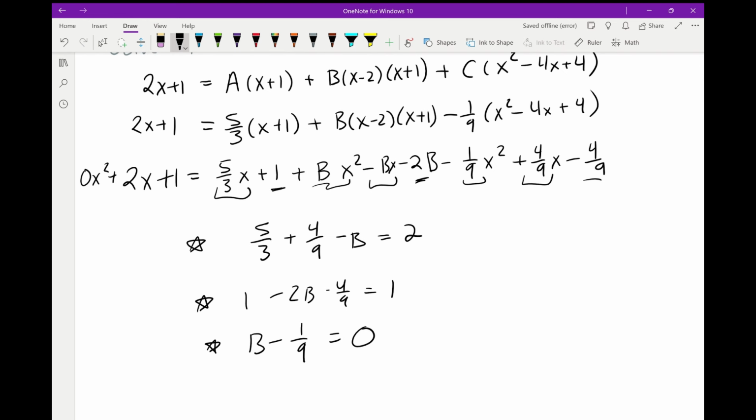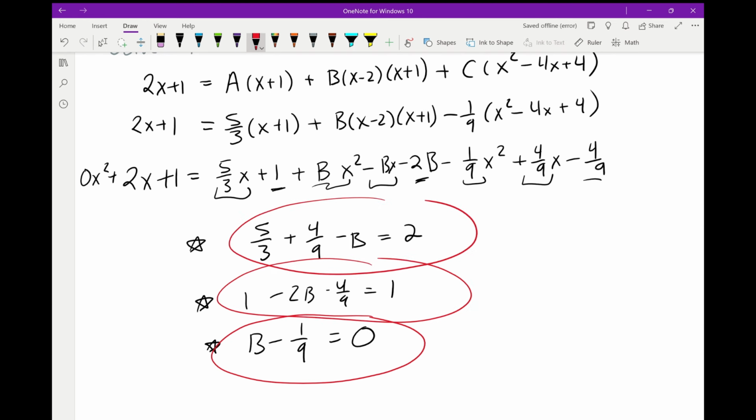Why do I give you all these? The point is to show you that you have options. And those options are, here are 3 different ways you can figure out what b is. You just got to solve these equations for b. And in any case, you'll get that b equals 1/9.